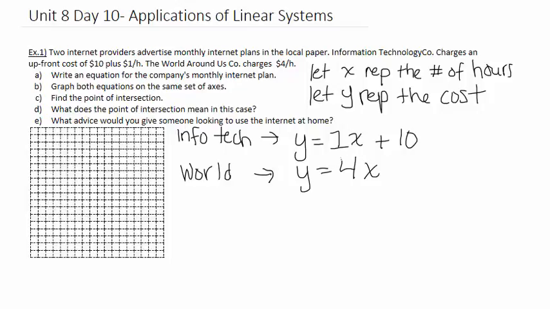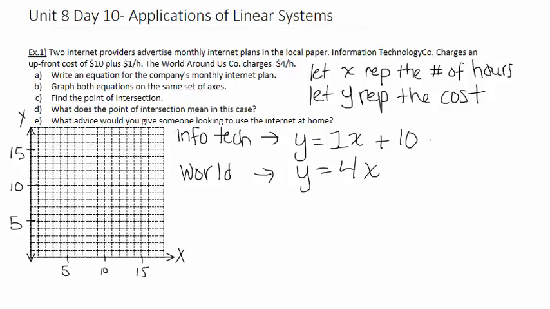Now we are to graph both equations. The best way to graph these, because they're in y equals mx plus b form, is to plot the y-intercept and then use the slope to move up to the next point, and then connect the two points to get your line. So I will now draw my graph.